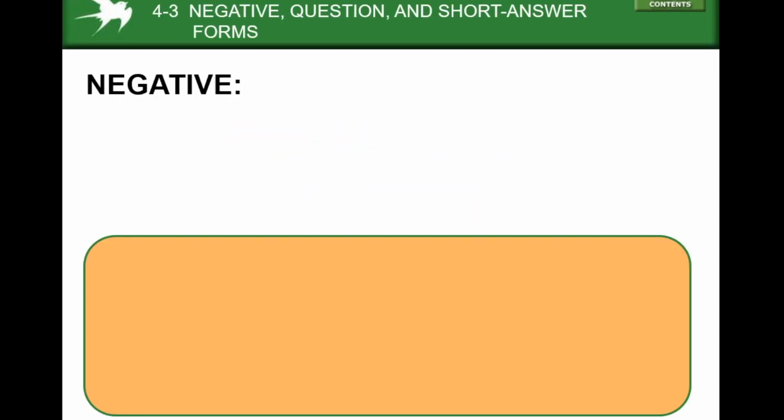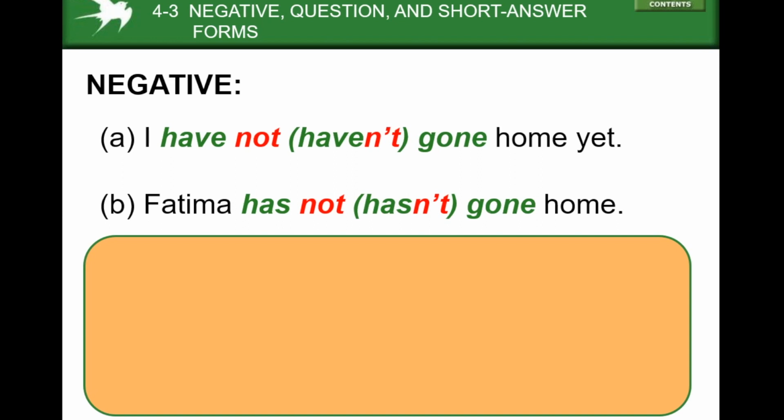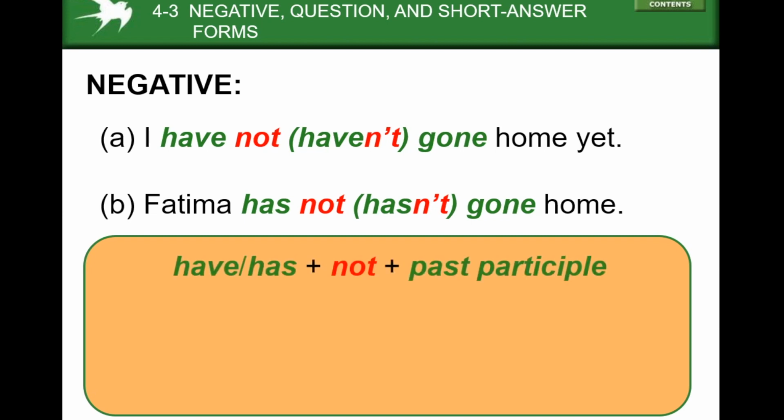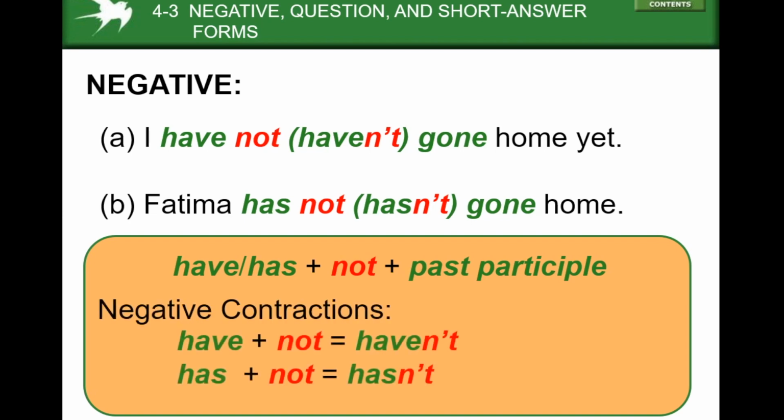If you want to make a negative, we just take not and add not into the sentence, and it becomes I have not gone home yet, or Fatima has not gone home. You can also put not and have together to make a contraction. So have not becomes haven't. Has not becomes hasn't.